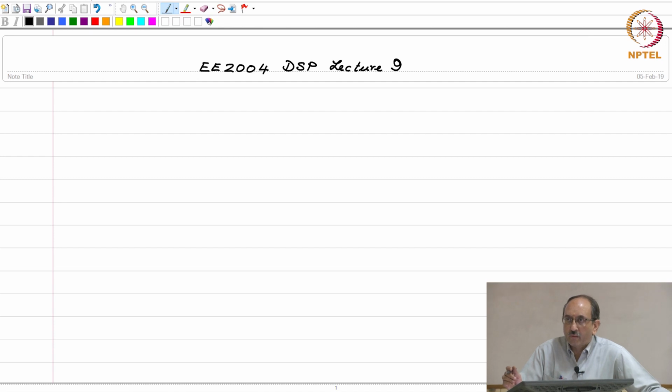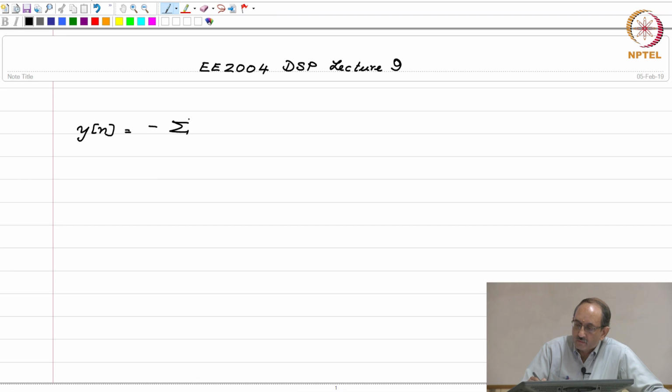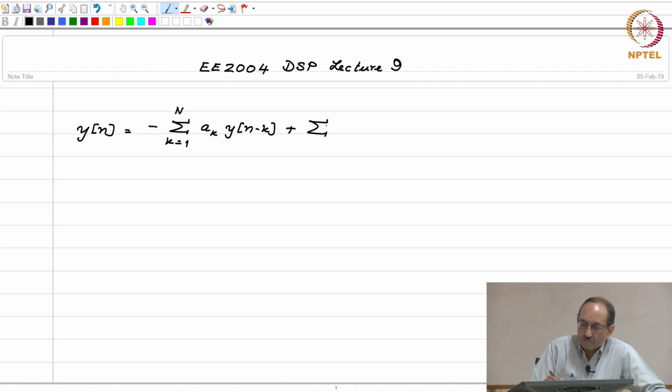And we classified systems in terms of the duration of the impulse response. We looked at FIR, finite impulse response, and then IIR, infinite impulse response. Let's continue that discussion. So the general LCCDE is of the form y of n is the sum, k going from 1 to capital N, a k y of n minus k, plus the sum, k going from 0 to capital M, b k x of n minus k.